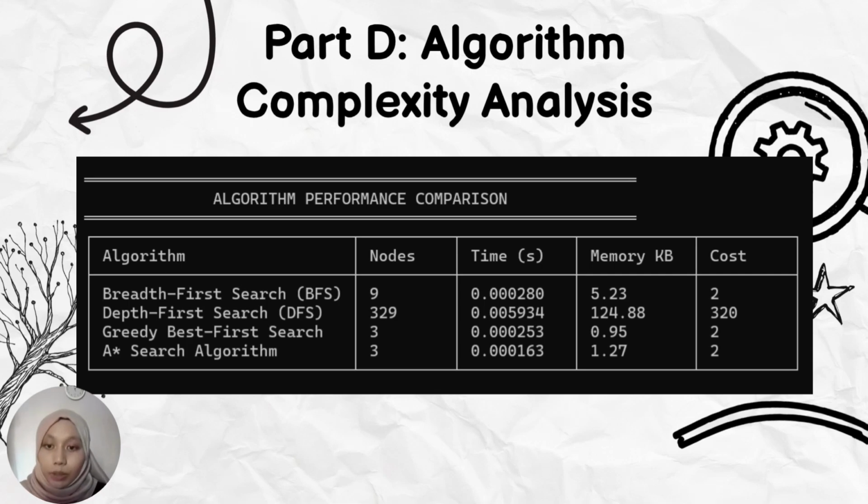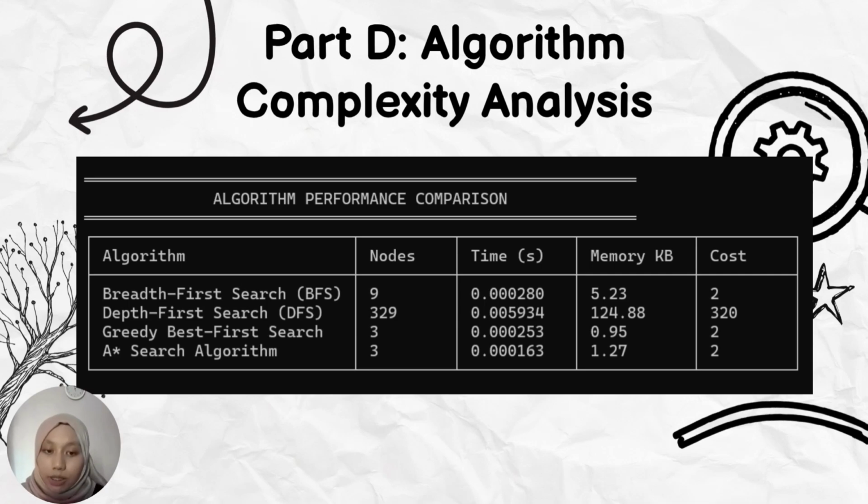While it is optimal, it took 0.000280 seconds, which is slower than our informed search methods. While DFS was the least efficient algorithm, it expanded a massive 329 nodes in 0.00594 seconds. It had a path cost of 320, which is far from optimal.